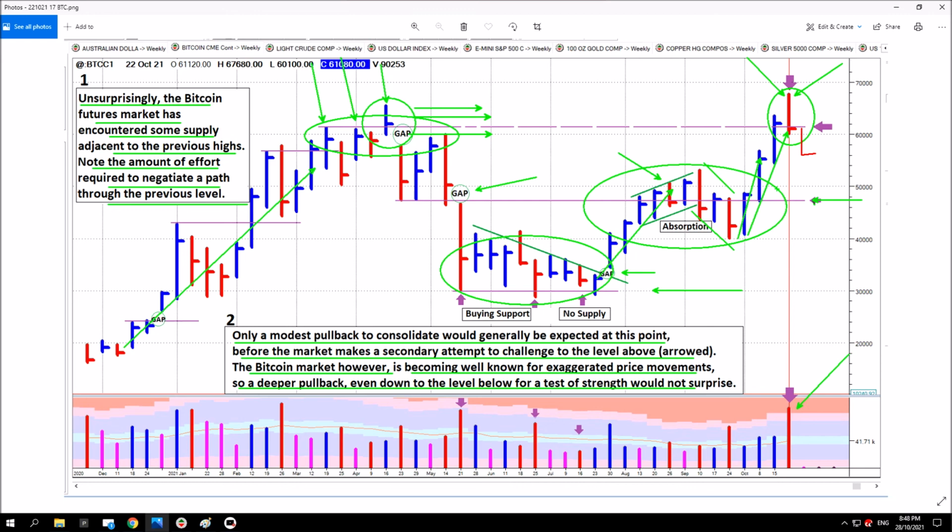That's right, it does have some exaggerated price movements at times. But at the moment, the expectation for me is for price to pull back modestly and gather itself up, absorb any supply, and then make a second attempt to break out. We'll see just what happens over the next week or so.